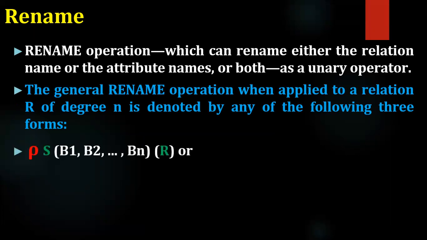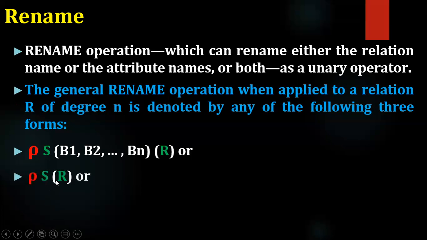So we can represent it using these 3 different ways. Here rho is the rename operator. S is the new relation name, R is the old relation name. So with the help of rho, we are renaming relation name R to relation name S. Old table name is R, new table name is S. Then within parentheses I have given B1, B2, up to Bn. These B1 to Bn are new attribute names for the relation R. So here we have renamed both relation and attributes. New name of the relation is S, new attribute names are B1 to Bn.